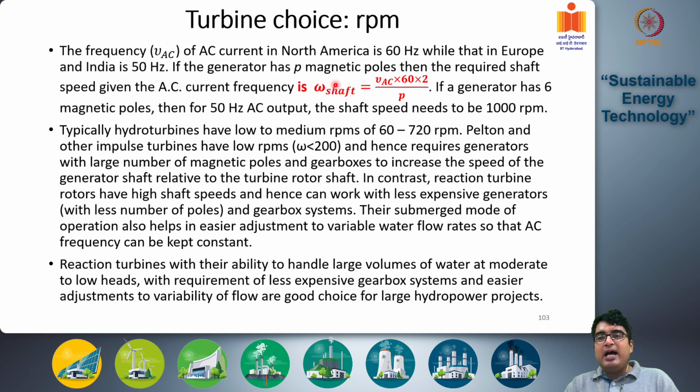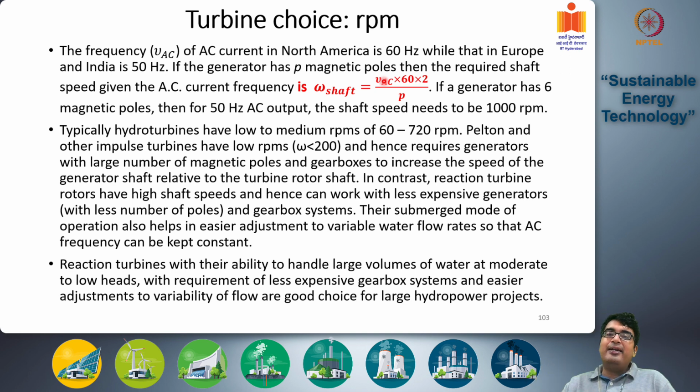This omega shaft in RPM is equal to nu AC in Hertz into 60 into 2 by P, okay. Because this is revolutions per second, you multiply it by 60, you are getting revolutions per minute, and divided by P by 2. That's the logic here. P by 2 is number of poles divided by 2. So that's the speed at which the shaft must rotate to give the specific Hertz frequency of your AC current.